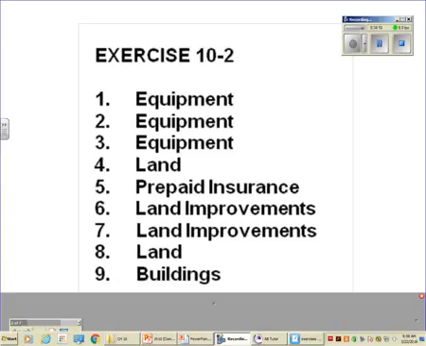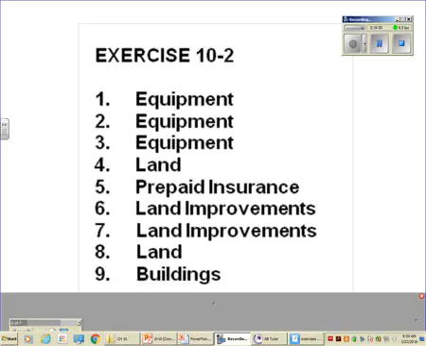We'll go through them. Number 1, if I'm paying sales tax on machinery, that's equipment. If I'm putting paint and lettering on the equipment, equipment. If I'm installing or testing that equipment, equipment. If I have to pay a realtor to buy land, that's land. If I'm insuring for the first year of the new truck, that's prepaid insurance.